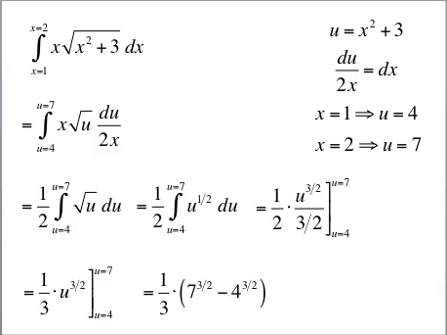7 to the 3/2 is the square root of 7 cubed. So I'm going to use a calculator to help me out there. 7 cubed is 343. So we get 1/3 the square root of 343. Now how about 4 to the 3/2? 4 to the 1/2 is 2. 2 to the 3rd is 8. So 4 to the 3/2 is 8. And that will conclude this lesson.